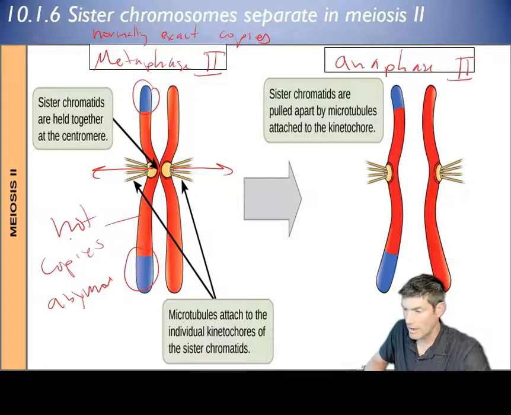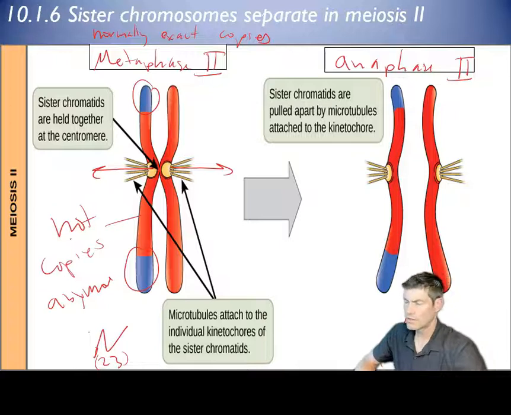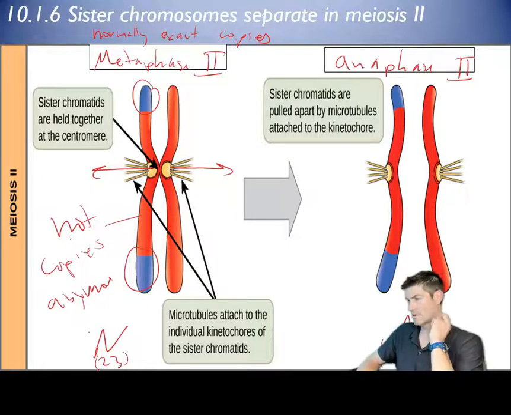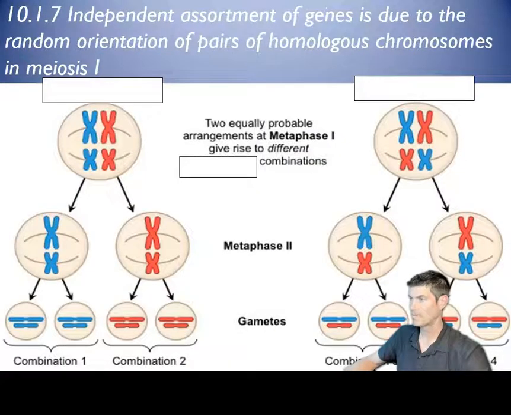Right now they're single N, 23 for humans. When they separate, they're still going to be 23, because these genes are copies of each other, so it's just redundant information. You're changing the amount of DNA and genes, but not the information. It's like separating two copies of a book: each side still has the same information. So that is the second part of meiosis, where those sister chromatids are separated.